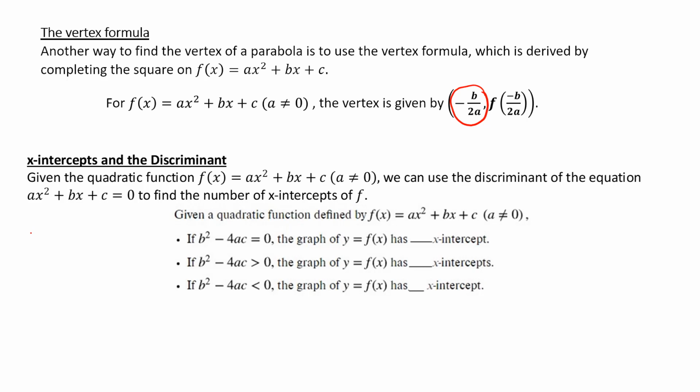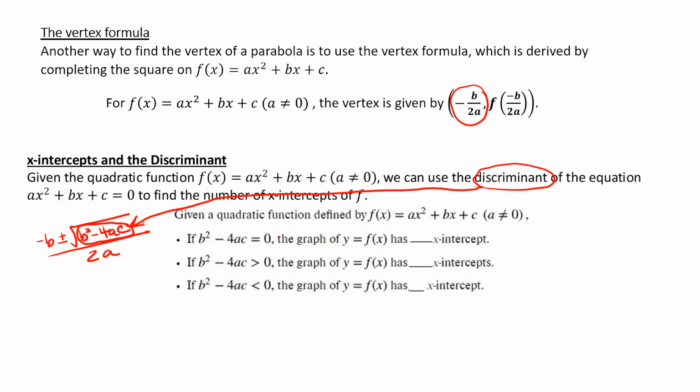So remember, when you have the quadratic formula, you have negative b plus or minus the square root of b squared minus 4ac all over 2a. This number right here is called the discriminant. So where's that? The discriminant is that number right there. If you find out what that number is, you will know how many x-intercepts there are.